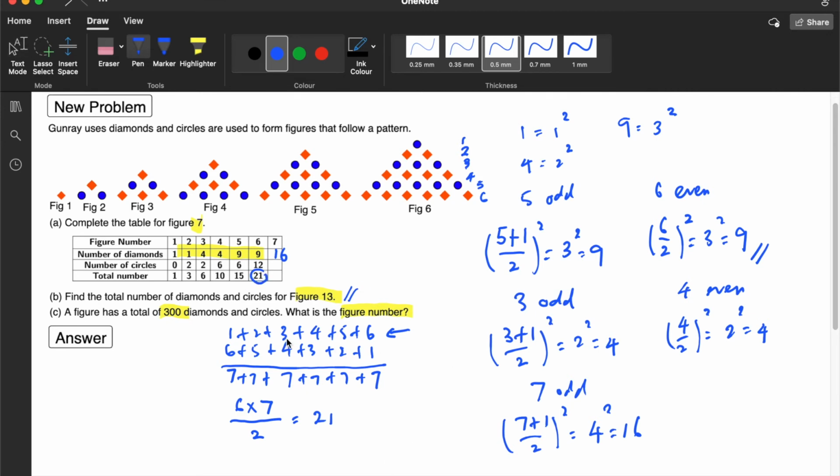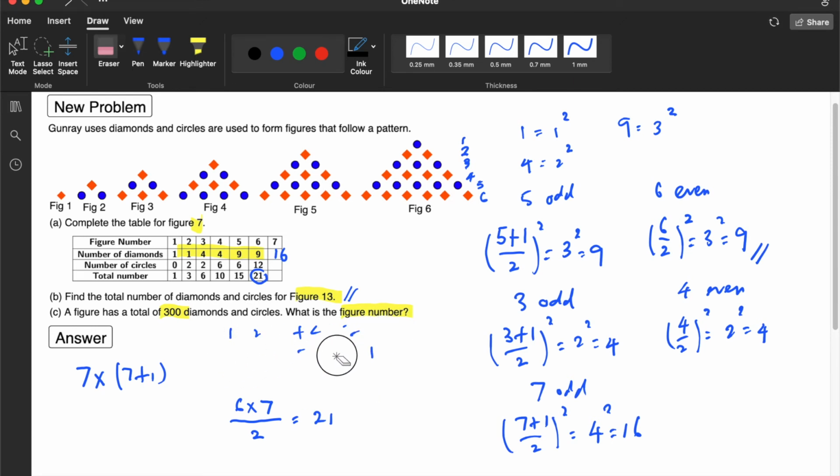Right, so let's apply the same method for figure 7. If you were to do the same thing for figure 7, you'll find that you are going to have 7 multiplied by 7 plus 1. So you are going to have another one. Okay, let me erase this.